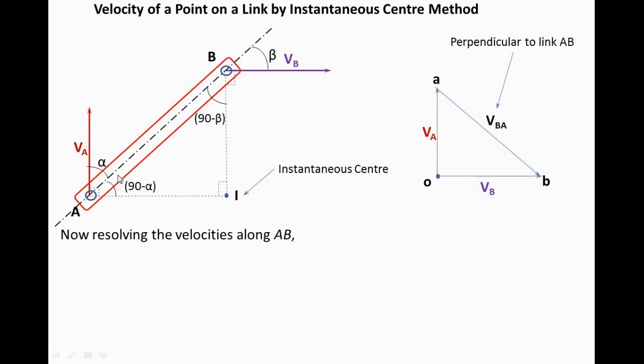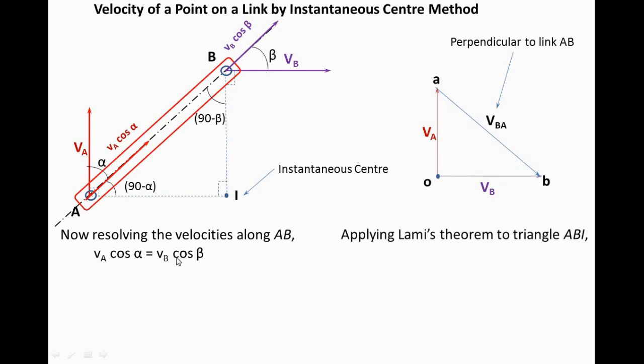For the velocity vector VA, the adjacent side will be VA cos alpha, and for the velocity vector VB, it will be VB cos beta. Both the vectors VA cos alpha and VB cos beta will have the same magnitude. So that is why VA cos alpha is equal to VB cos beta.